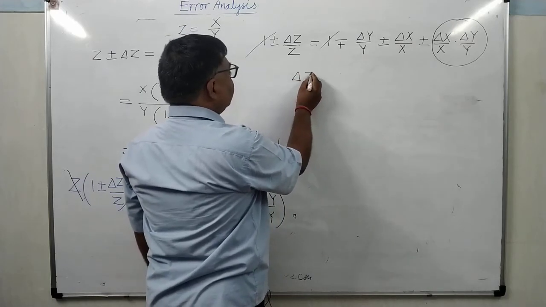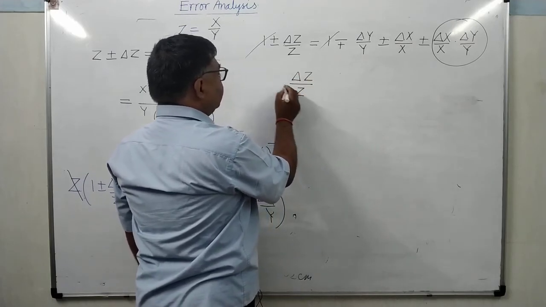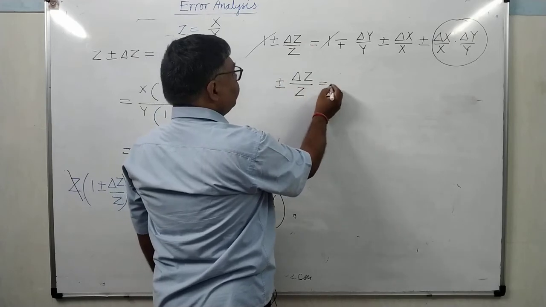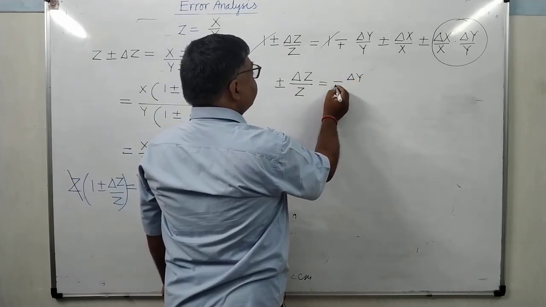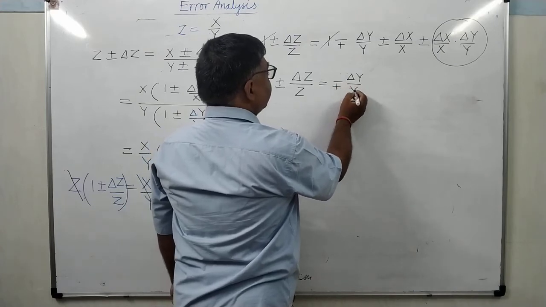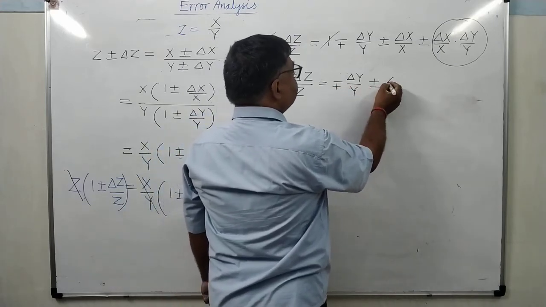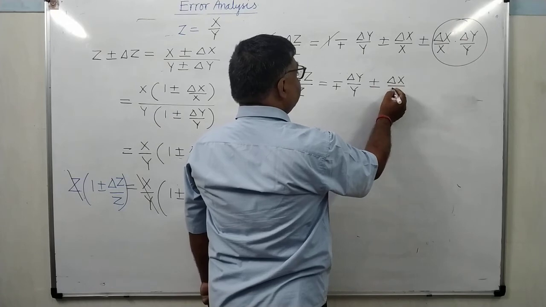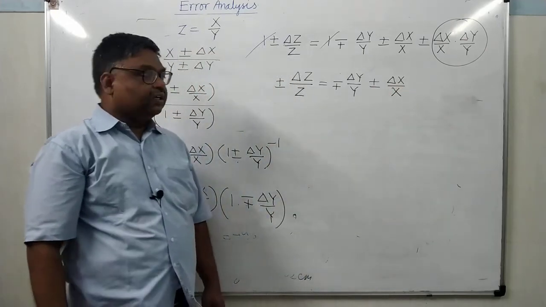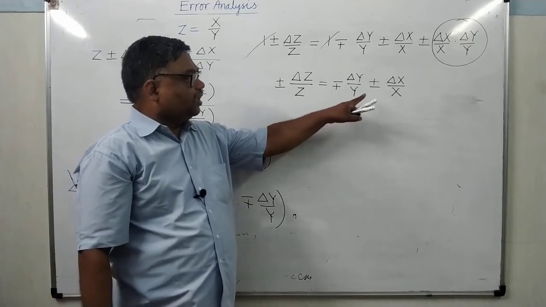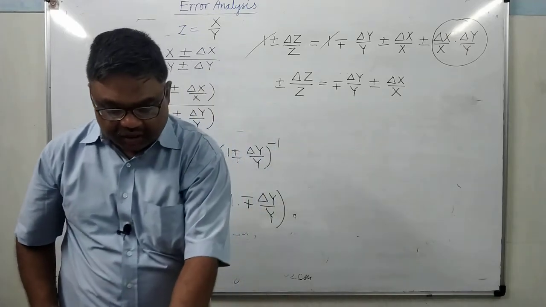So what will be delta z upon z? It will be equal to minus delta y upon y plus or minus delta x upon x. What is this? This is the relative error in z. This is relative error in y, and this is the relative error in x.